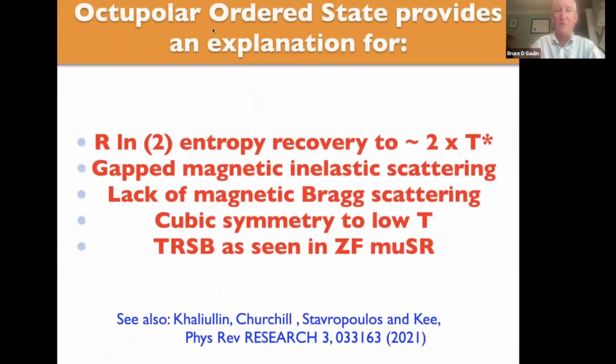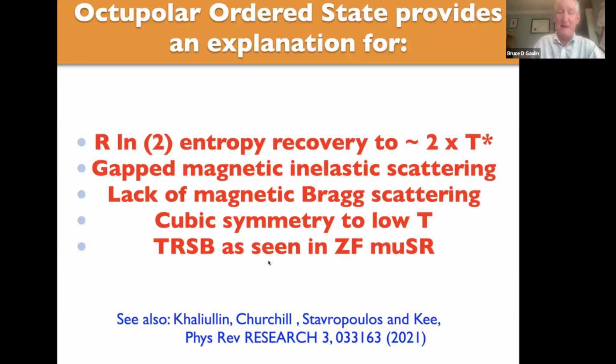So actually, an octupolar ordered state would provide an explanation for all 5 of these observations, which were otherwise quite puzzling. So you recover R log 2 in entropy to high temperatures. You've got some sort of gapped inelastic magnetic spectrum that you can observe with neutrons, but there are no magnetic Bragg peaks. Also, if it's octupolar ordered as opposed to quadrupolar ordered, it would maintain cubic symmetry to low temperatures, which is what we observe. And octupoles do break time reversal symmetry, so that is consistent with the MuSR measurement as well.